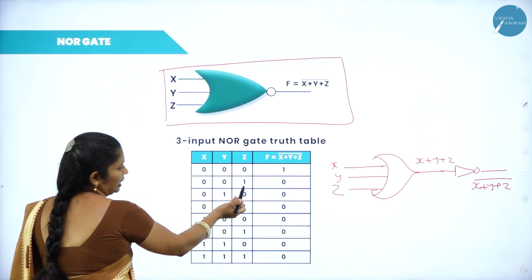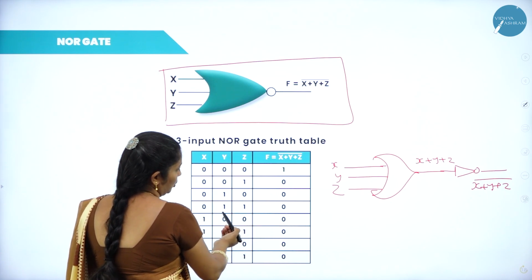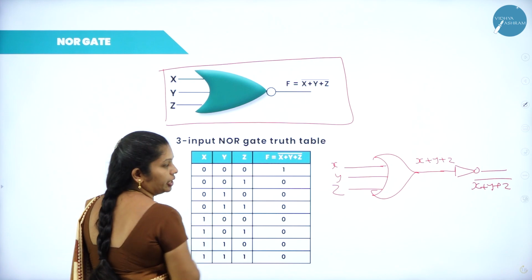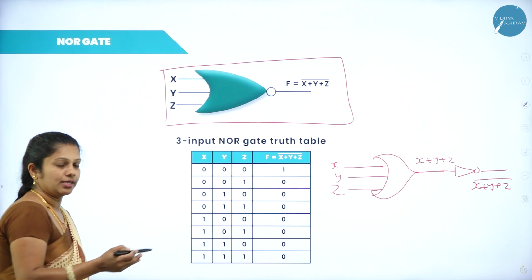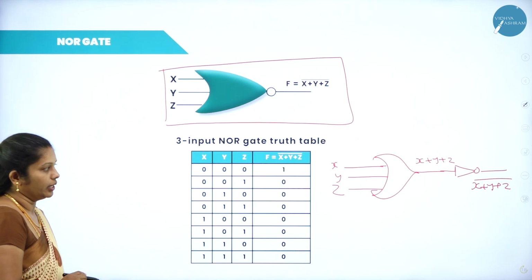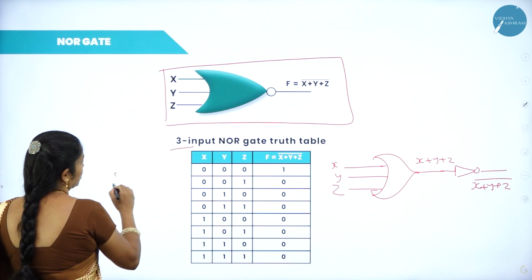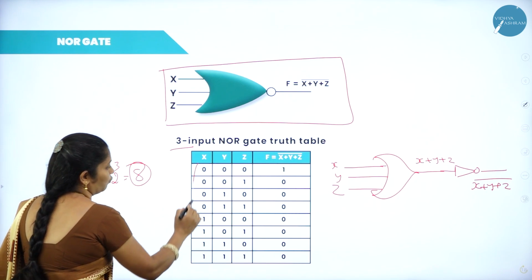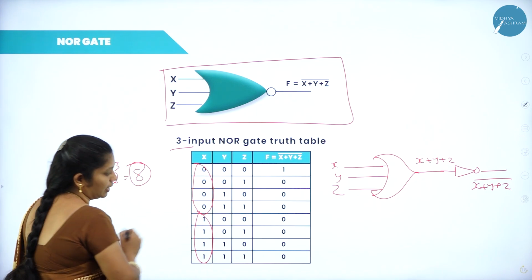Whereas here, 1 time 1, that's why 0; 1 time 1, 0; 2 times 1, 0. All the inputs are 0, then only output becomes 1. In other cases, all the outputs become 0 here. Then here 3 variables means 2 to the power of 3, 8 combinations we get. First 4 are 0 and the next 4 become 1.